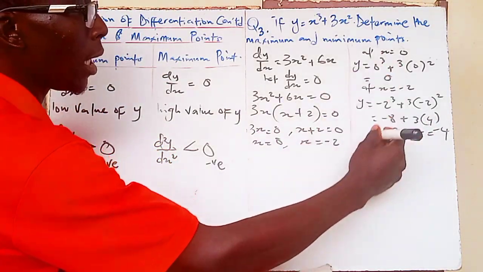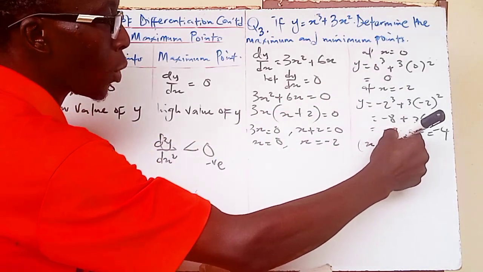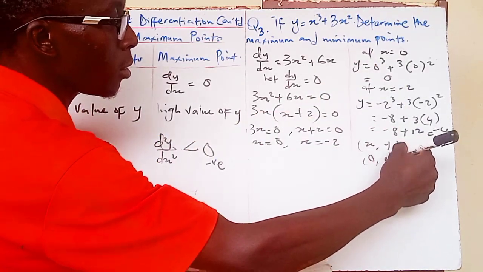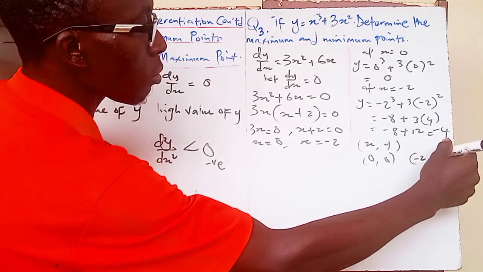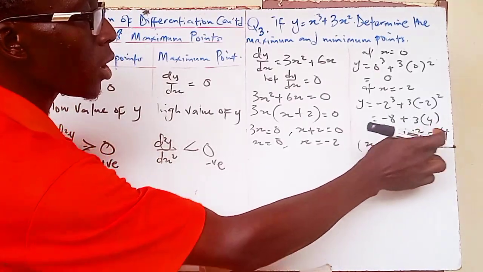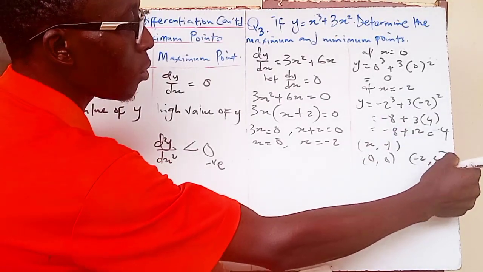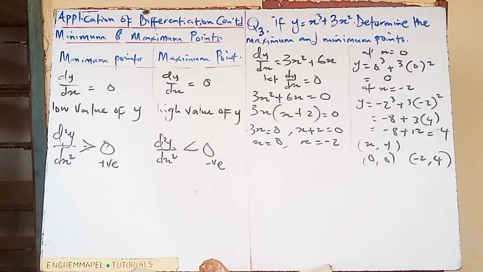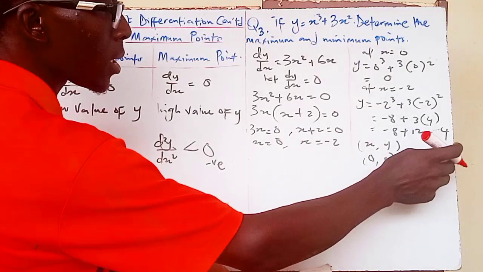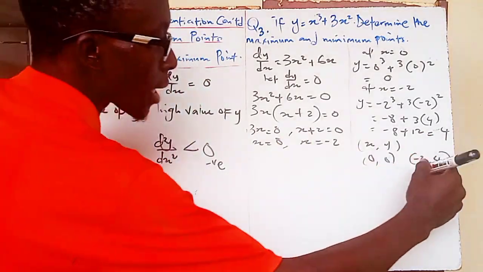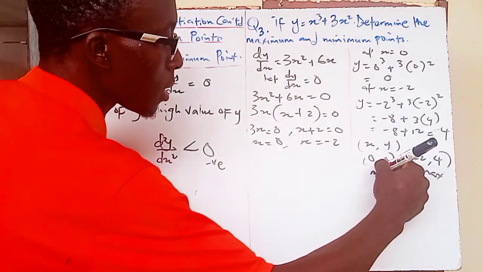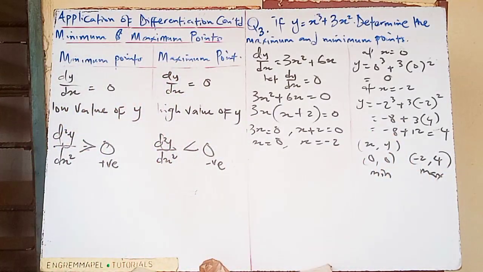We have for the first one now, I will say the x comma y is 0 comma 0, and for the second one is what? Minus 8 plus 12 is 4. So minus 2 comma 4. Now from here we can detect the maximum and minimum points. How? The one that has the highest value of y is what? This. So this is the maximum point, and here is the minimum point because it has the lowest value of y.